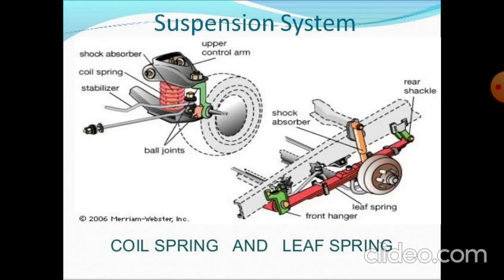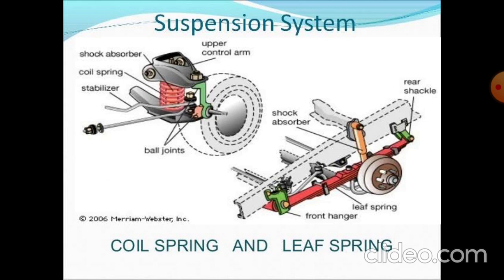Next, we have to see a simple suspension system. In this suspension system, there are two types: coil spring and leaf spring. In the coil spring suspension system, there is a coil spring or stabilizer, and shock absorbers are also attached. In the leaf spring suspension system, the leaf spring is attached and shock absorbers are also attached.